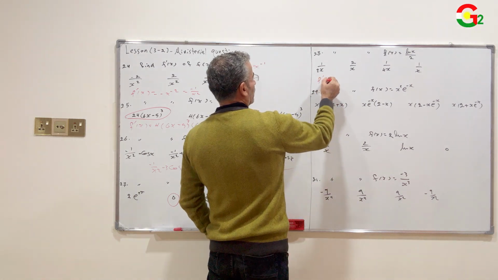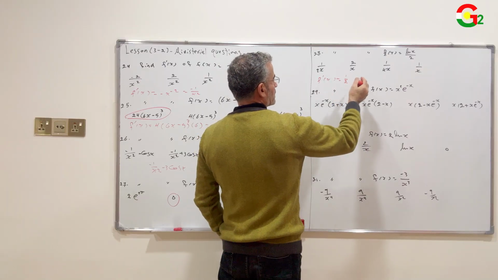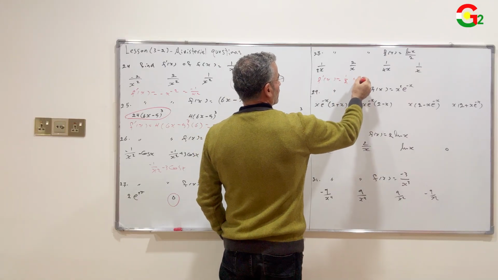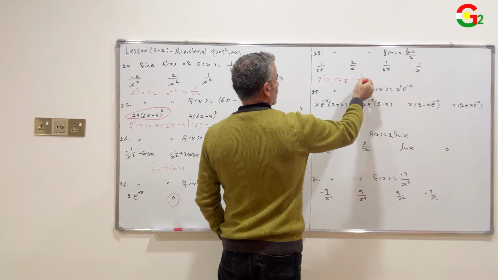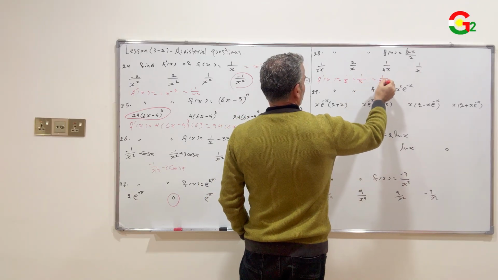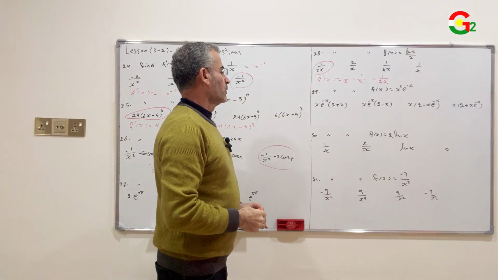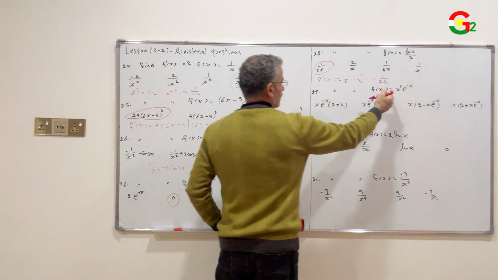f prime of x equals 1/2, which is a constant, and the derivative of ln x is 1 over x. Therefore, the final result is 1 over 2x. Choice A. Question number 29.